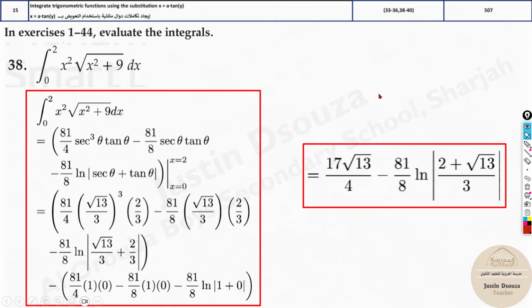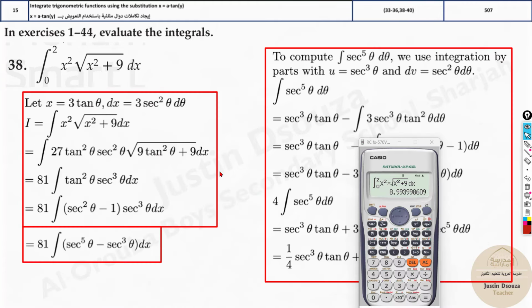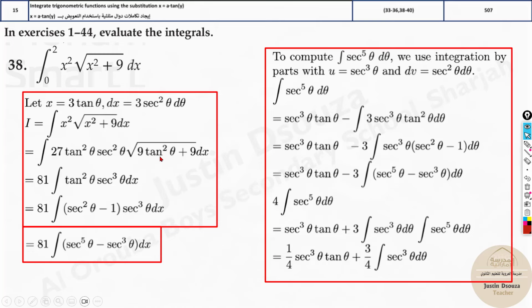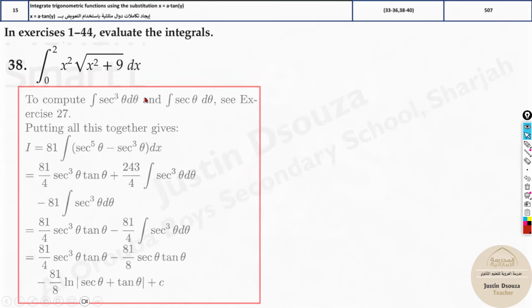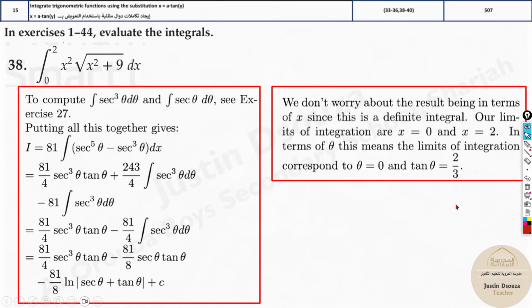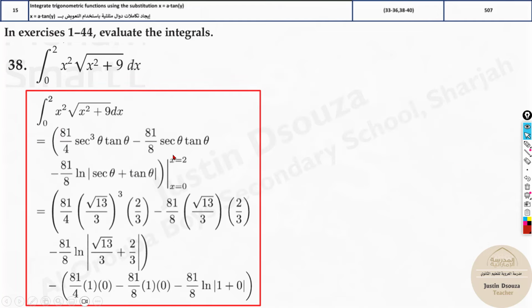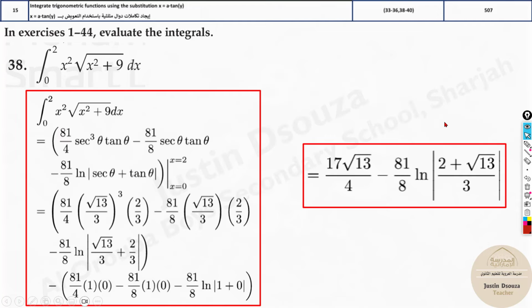Finally over here. So let's see the final answer. Okay, it's a very lengthy procedure. It's going to take forever if you're solving it. And okay, over here. That is the final answer.